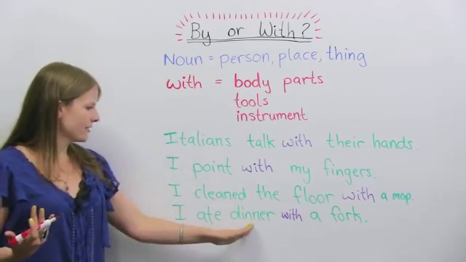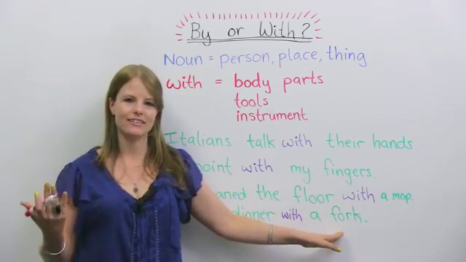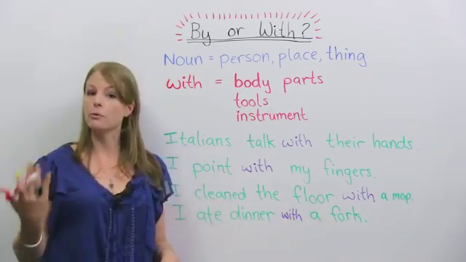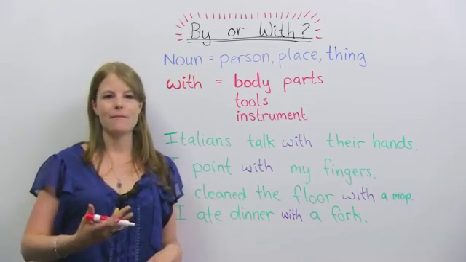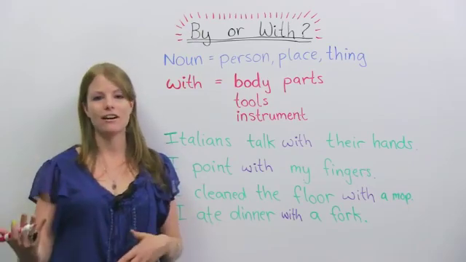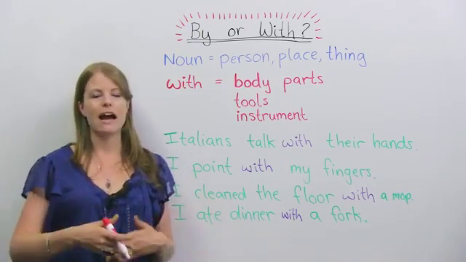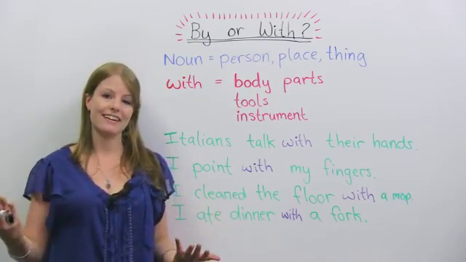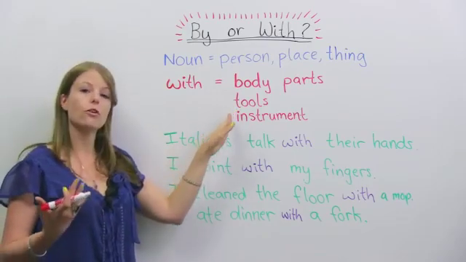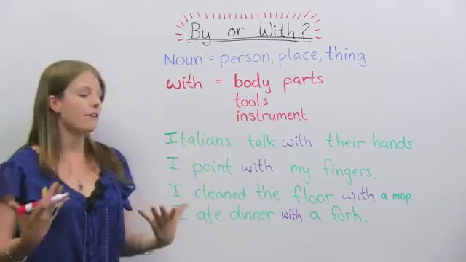I ate dinner with a fork. So this is answering, how did you eat dinner? I ate dinner with chopsticks. I ate dinner with a spoon. Okay. How did you cook? I cooked with a microwave. I cooked with a pot. I cooked with an oven. How did you camp? I camped with a tent. So we use this a lot of the times when we're talking about body parts, tools, or instruments, things that help you do things.